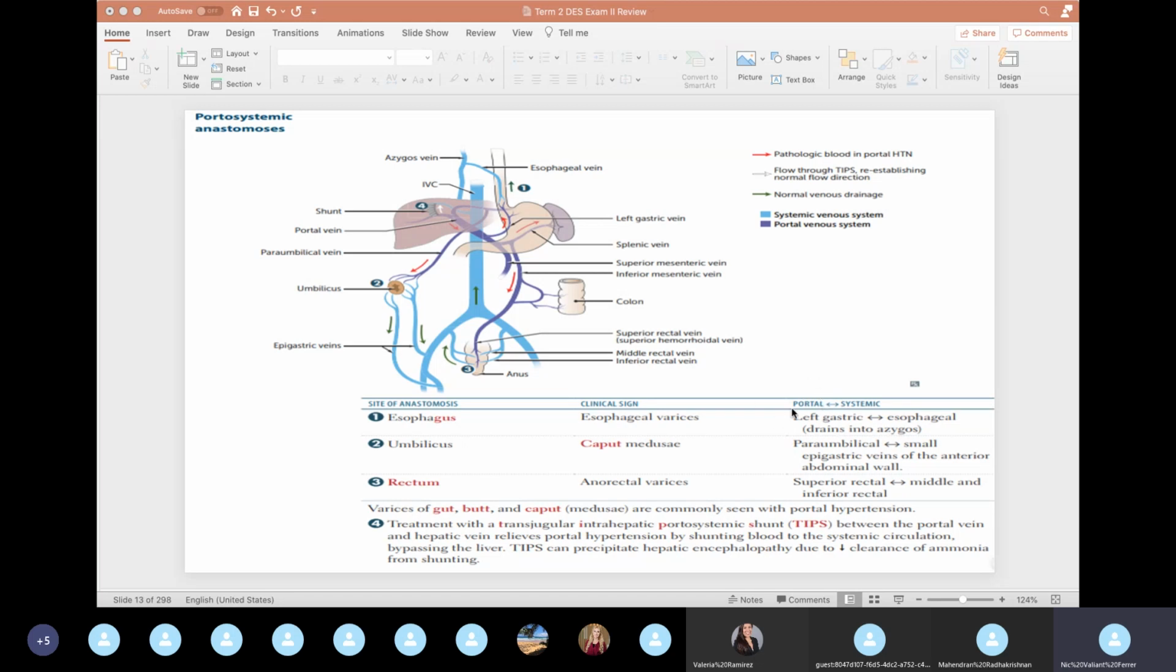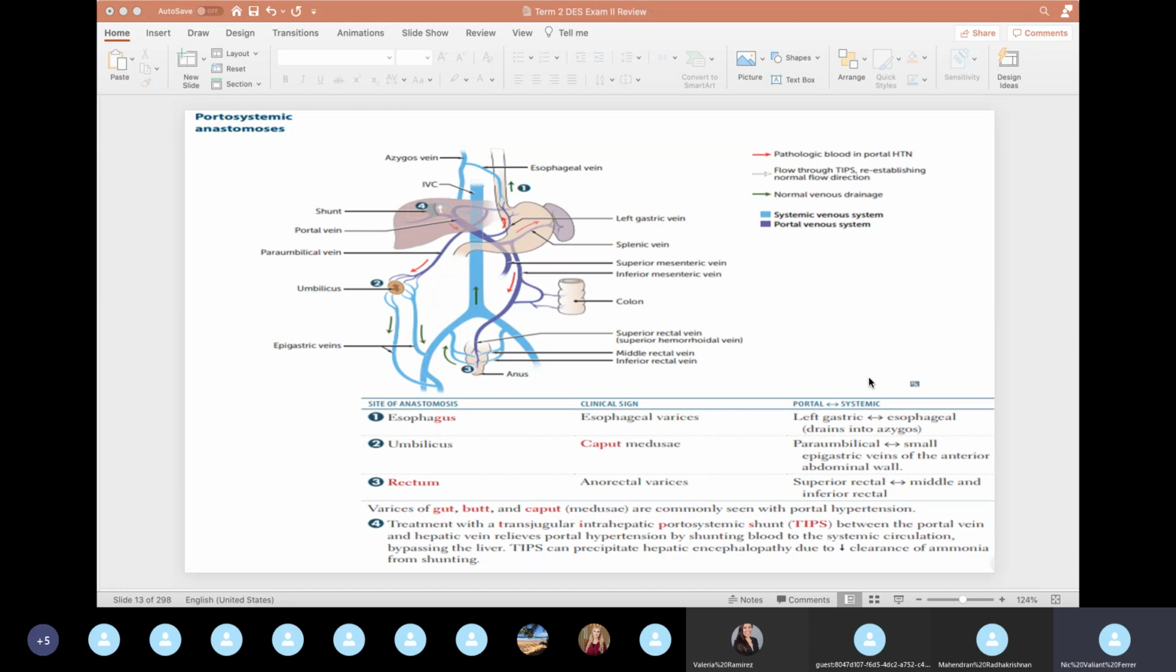Portal meaning all of those on the left gastric, paraumbilical, and superior rectal, they drain to your hepatic portal vein. On the right one is systemic, your esophageal, your small epigastric, and abdominal, and middle and inferior rectal. They are systemic because they directly drain to your IVC. Why is this important? This is important when we talk about the dentate line. Anything that drains above the dentate line, it goes to your hepatic portal vein. Anything that drains below the dentate line, it goes directly to your inferior vena cava, therefore systemic.